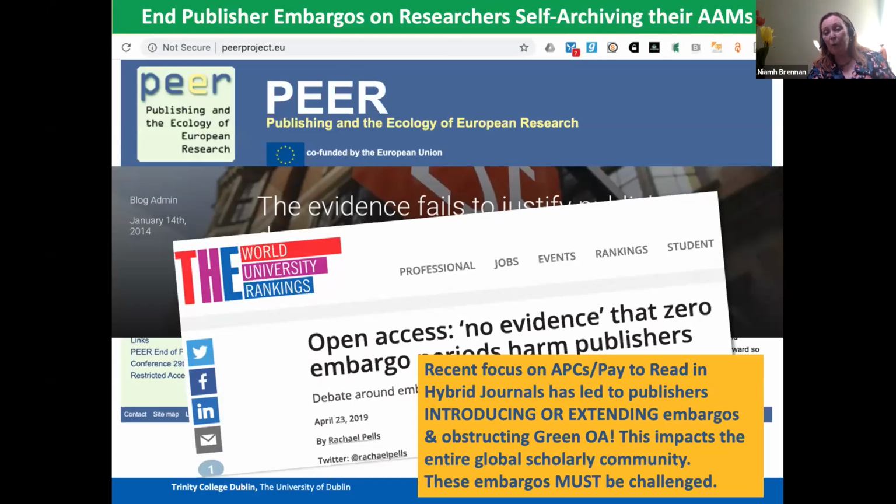And I'd love if Coalition S could help us together to just work with publishers to do this. So unfortunately, the recent focus on APCs and the pay-to-read in hybrid journals has led, and the evidence is there, to publishers introducing or extending embargoes where they never existed before and obstructing green OA. That is the problem with focusing on one side of open access. It can hurt another side of it. And that is why the embargoes need to be challenged.